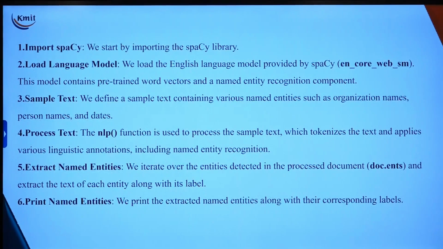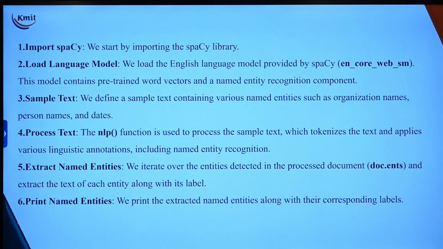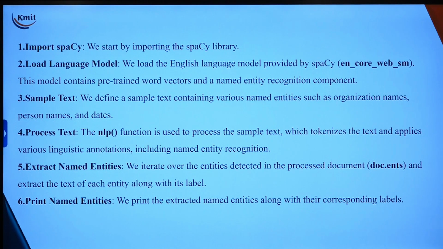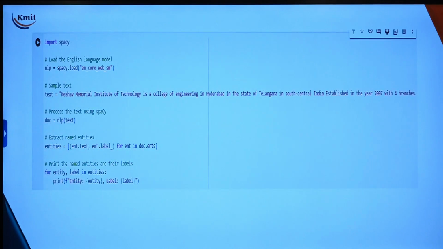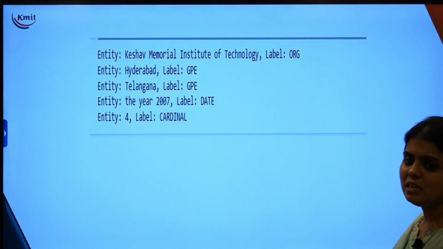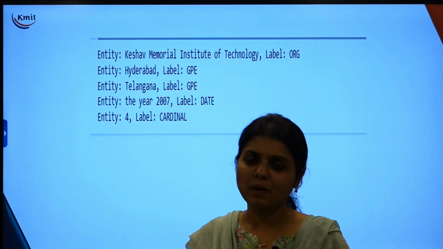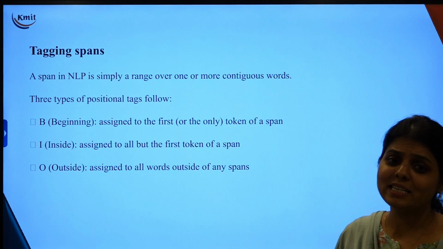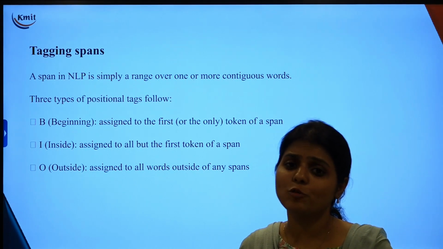We iterate over the entities detected in the processed document, doc.ents, and then finally we will print the entities. Okay, so in this way we would get these entities for the given text. This is how we perform named entity recognition using the spaCy library. I also want you to try working on the NLTK library, like how we have done it for POS tagging.